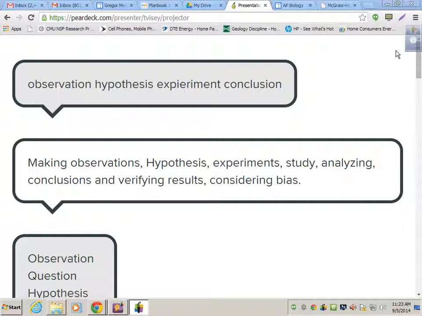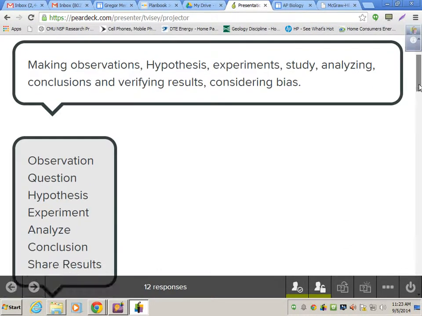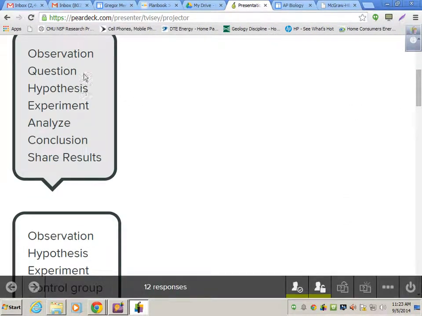Observation, hypothesis, experiment, and experiment. Experiment, conclusion. No one knows who that is unless I went and showed you. I won't. I like this one: observation, question, hypothesis, experiment, analyze the data, conclusion, and then share results.